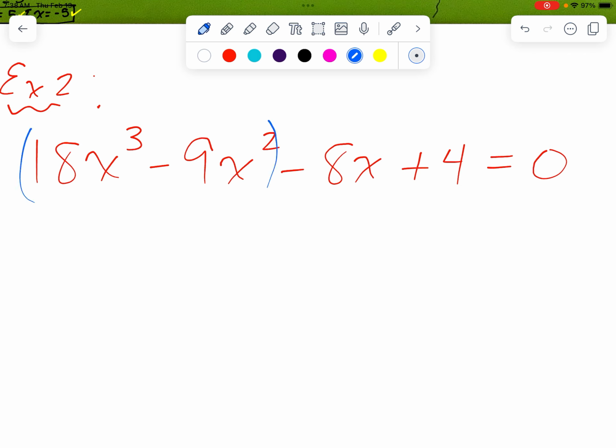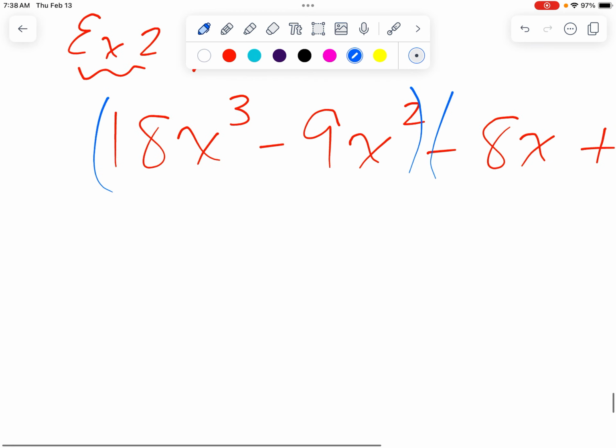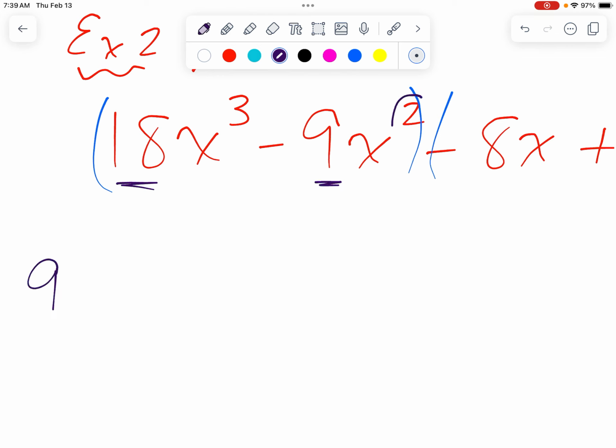So the first 2 terms and the second 2 terms get grouped with parentheses. We are going to factor out the greatest common factor. So what's the biggest number that goes into 18 and 9? That is 9. We look for the lowest exponent, which is x squared, that goes on the outside.